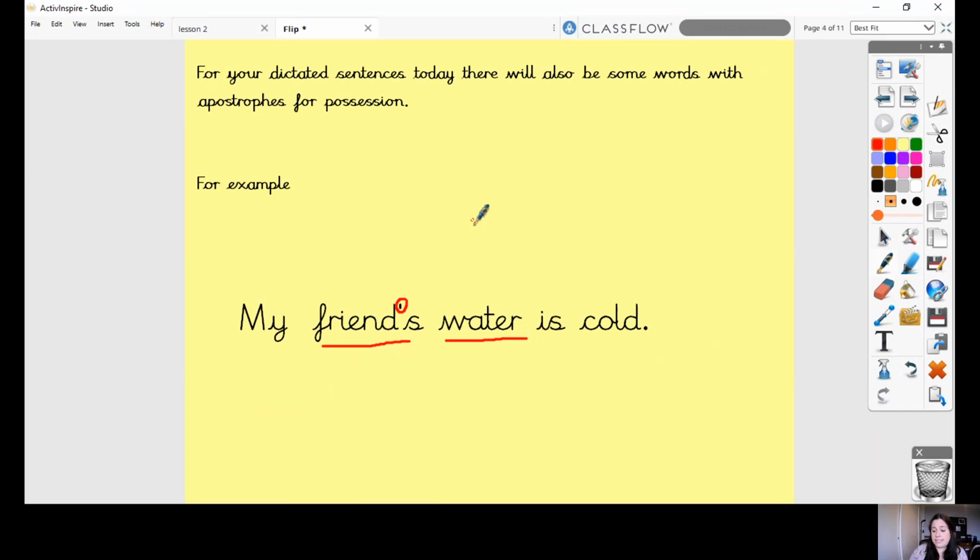Your first sentence is find Jim's coat. Find Jim's coat. Okay, pause it here and then come back when you have written that.